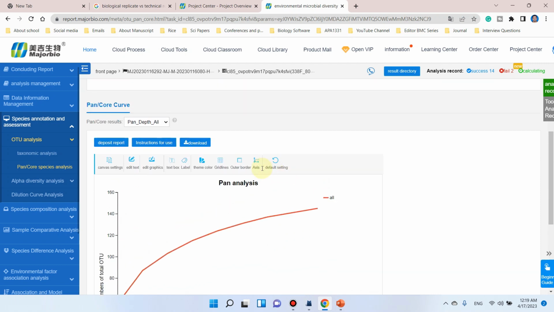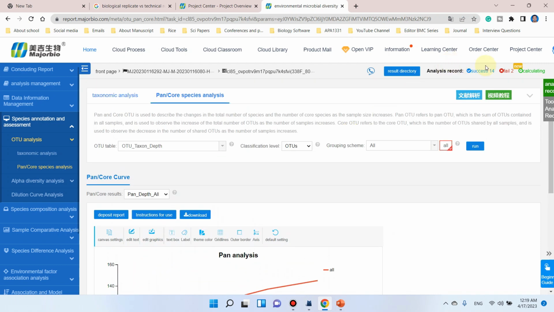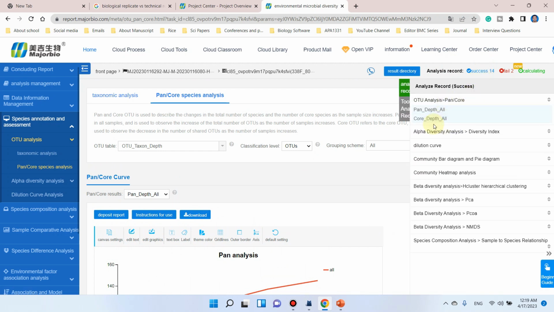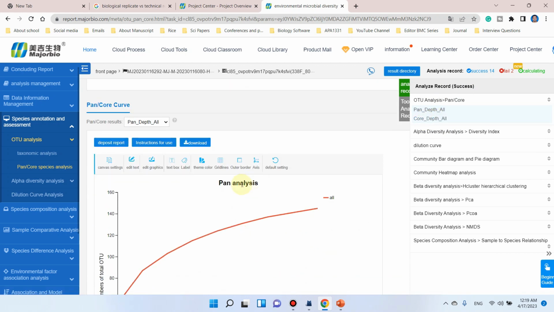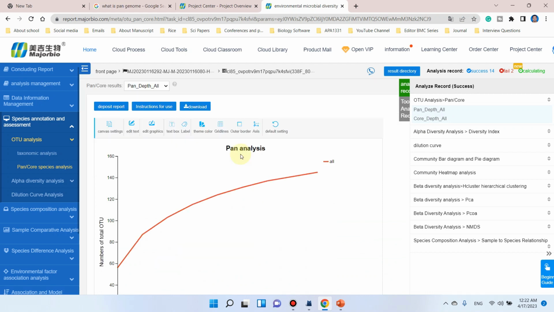So here you can see this OTU is further divided into two. One is pan genome analysis, and the other is the core genome analysis. First we should know what a pan genome is, or what the pan analysis is. Pan genome is the set of whole genes within a clade. And the pan analysis shows the diversity of all strains within a clade.